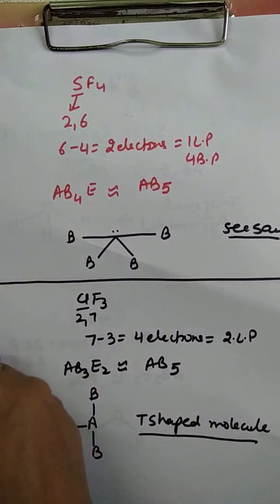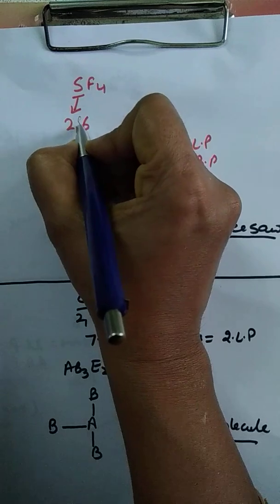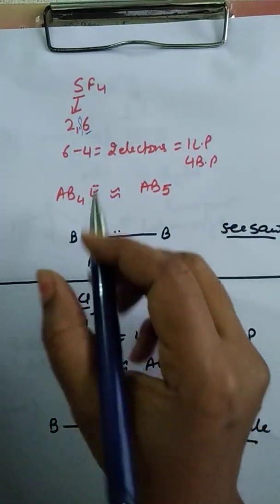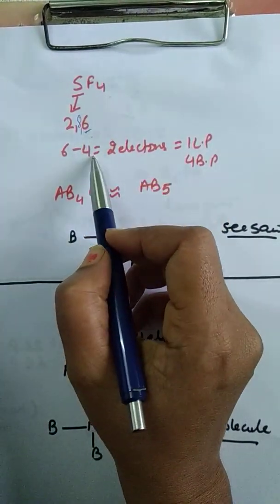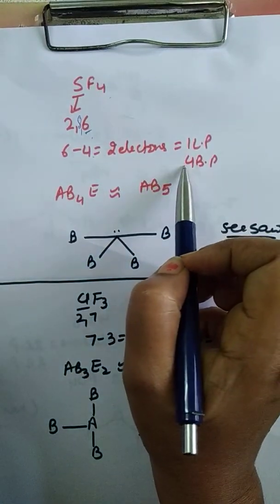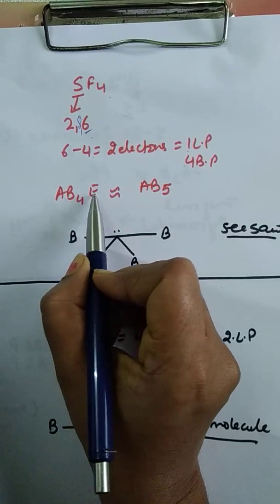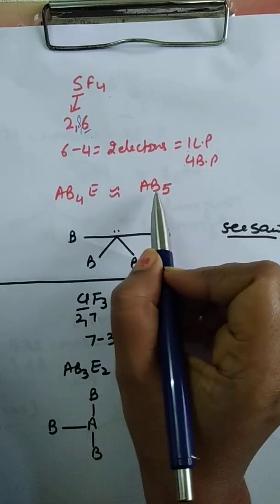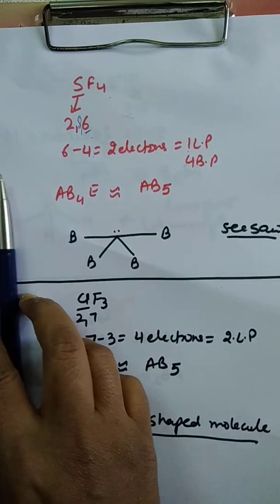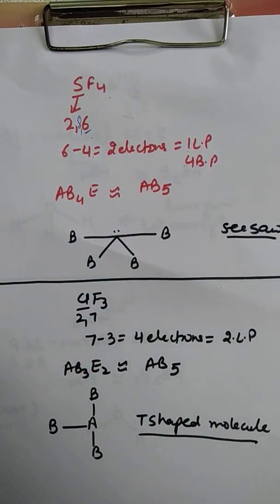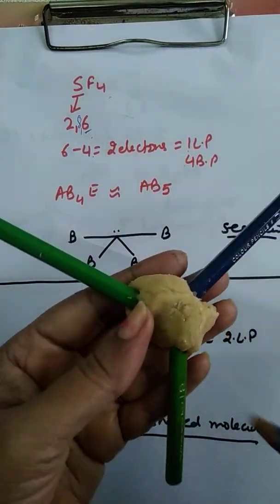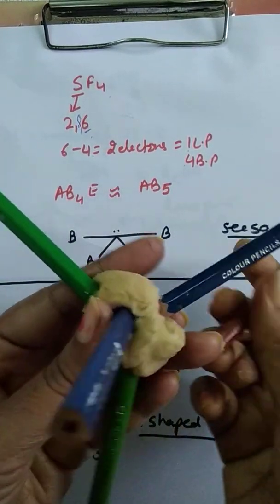Next molecule we have is sulfur tetrafluoride. Central atom sulfur has electronic configuration 2, 8, 6. There are 6 electrons in the outermost orbit, 4 are shared with fluorines. So 4 bond pairs and 1 lone pair. That means it should be an AB4E type of molecule. AB4E means it should be like an AB5 type of molecule. Now AB5, if you remember, should be a trigonal bipyramidal type of molecule. Trigonal bipyramidal means 3 atoms should be in one plane, one up and one down.